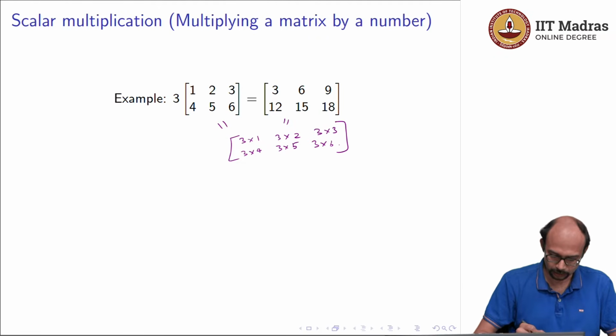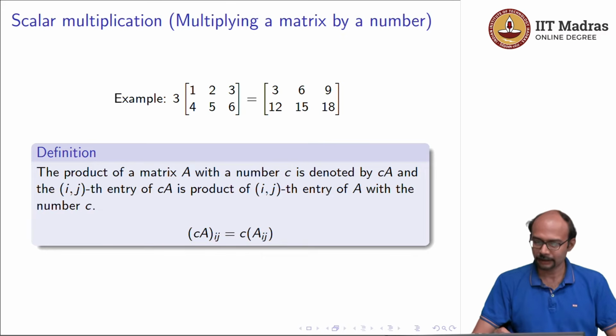So let's make this formal. The product of a matrix A with a number C is denoted by C times A, and the ijth entry of the product is C times the ijth entry of A. So the ijth entry of C times A is C times Aij.